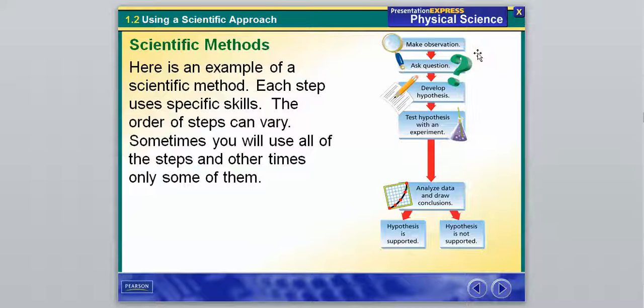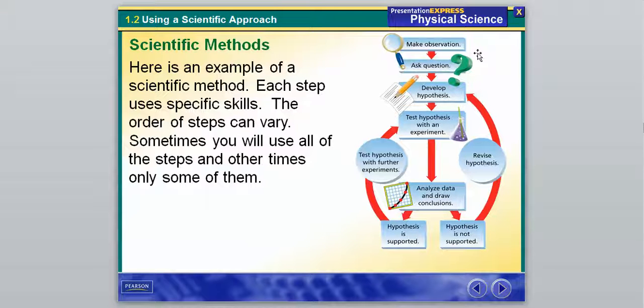After that, two options. Either our hypothesis is supported or our hypothesis is not supported. If it is supported, then we still need to test with further experiments, because we can't really just accept it after one correct answer, and we have to test it again. However, if it's not supported, we don't give up. We go back and we revise our hypothesis, and we try again.